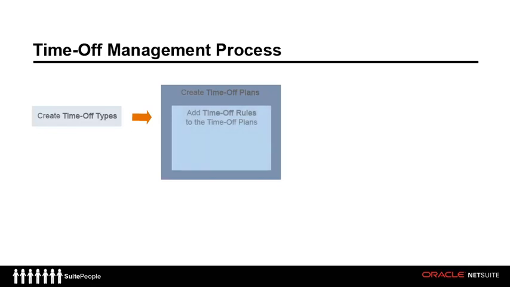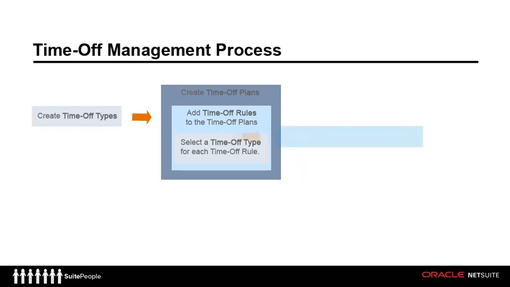The third step is to add time off rules to the time off plan. Time off rules reflect your company's time off policies. They define how to handle time off eligibility, entitlements, accruals, and carryover during an employee's tenure with the company. Then, time off rules need to be associated with the time off type.